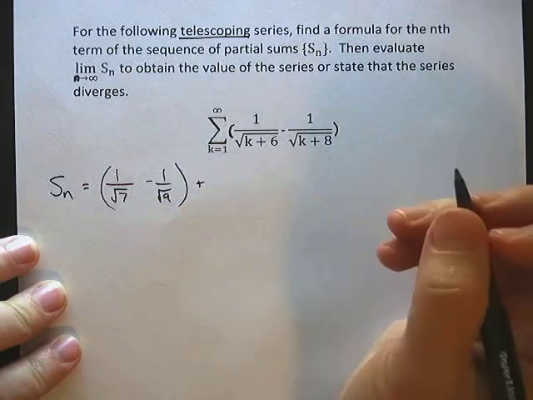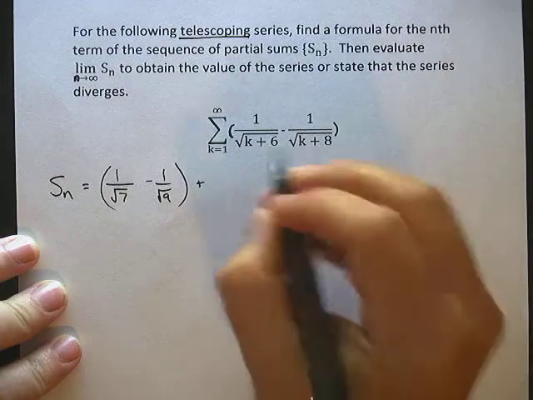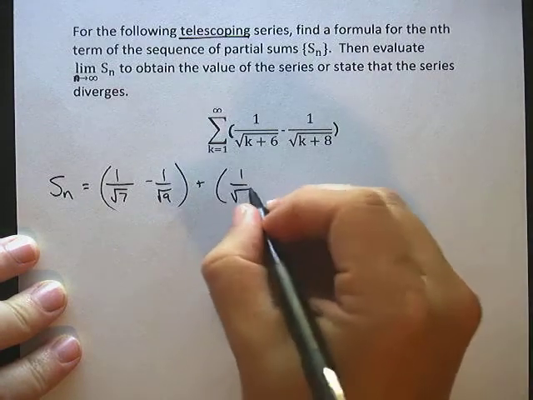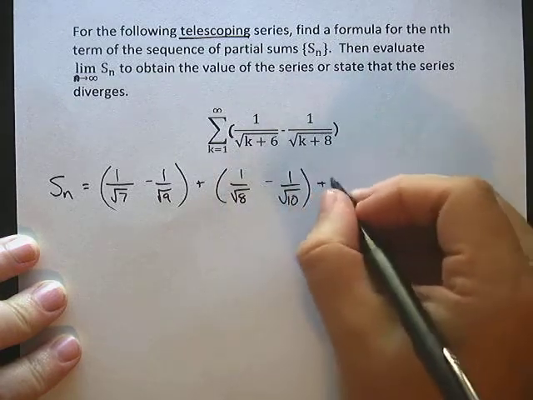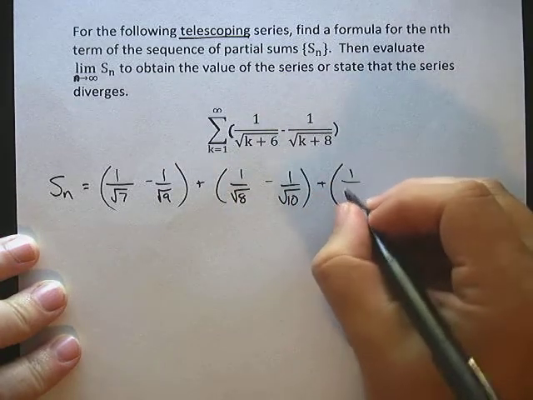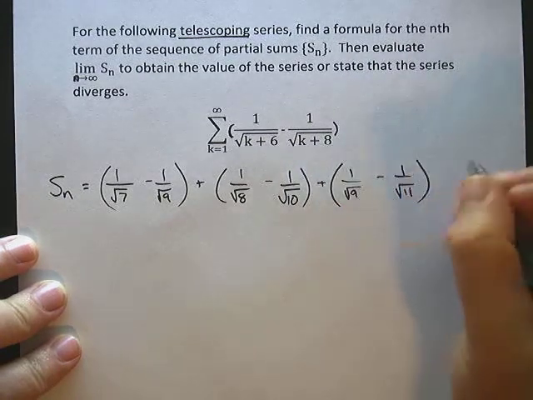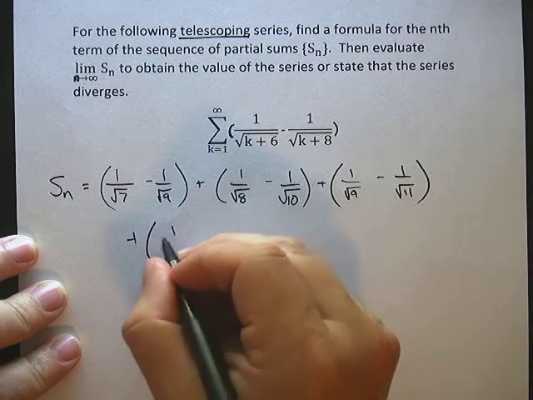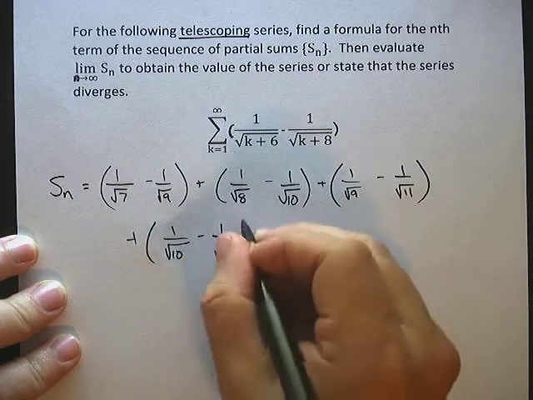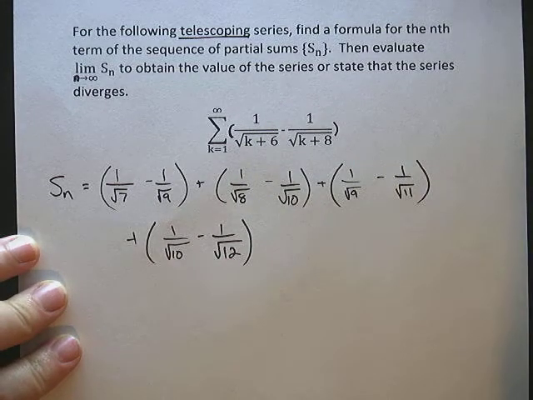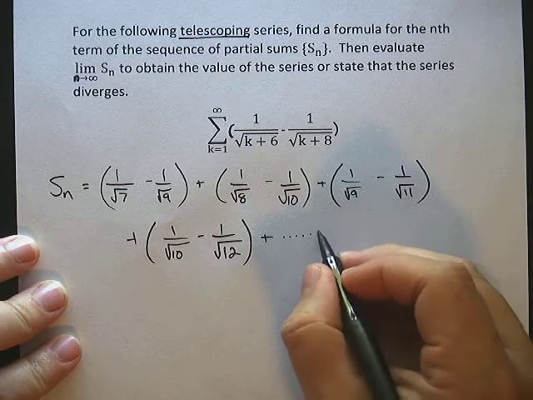Now this is a sum, so plus, and now we'll plug in a 2. This would be 8 and 10 on that one. So 1 over square root of 8 minus 1 over square root of 10. And then the next one, you can see the pattern, 1 over the square root of 9 minus 1 over square root of 11, 1 over square root of 10 minus 1 over square root of 12. And you could keep going, dot, dot, dot, and then go towards the last terms.